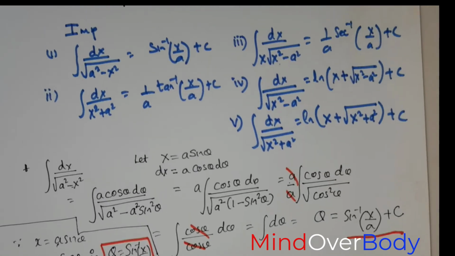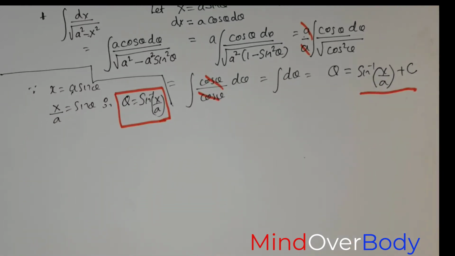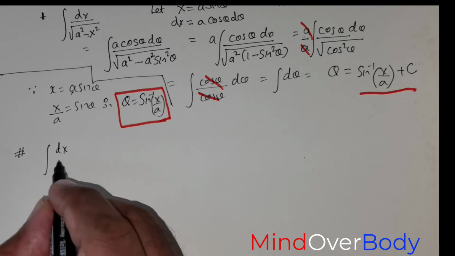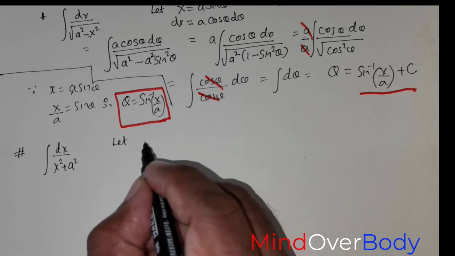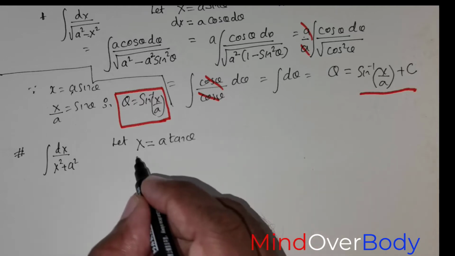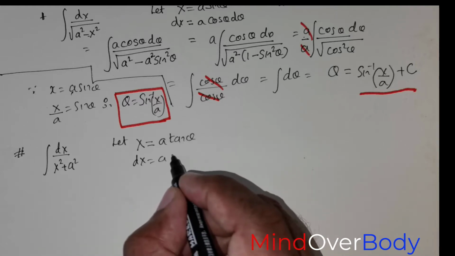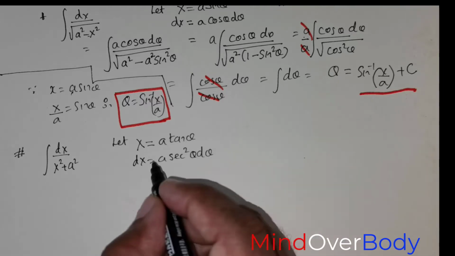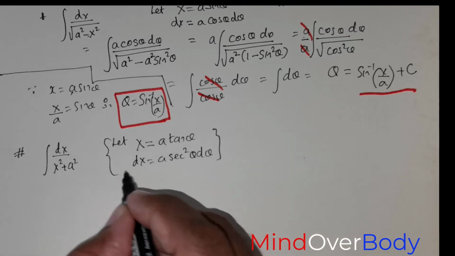So now let me show you the second formula, integral dx over x squared positive a squared. So this is formula number 2. We are given integral dx over x squared positive a squared. What I would like to do is let x be equal to a times tan theta. Now if you were to differentiate this, differentiation of x is dx, differentiation of tan theta is going to be a times secant squared theta times d theta.